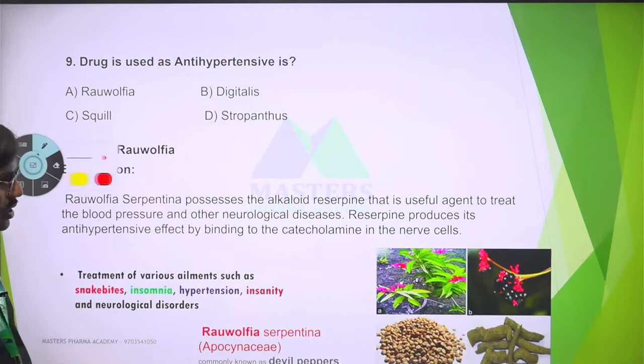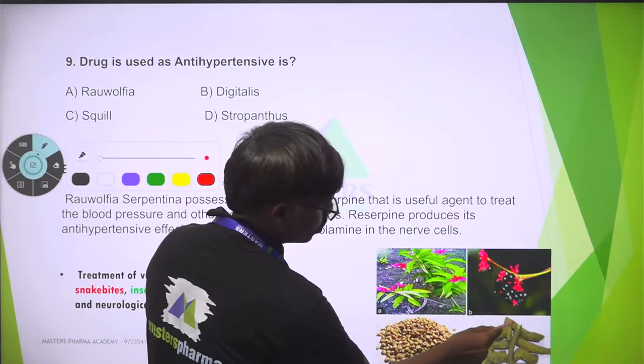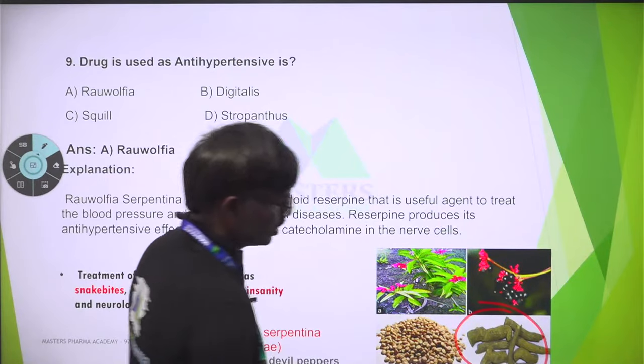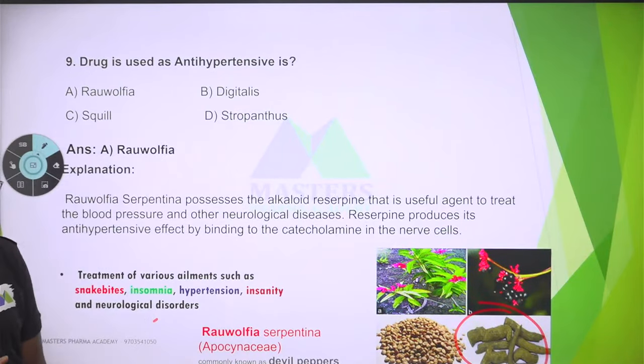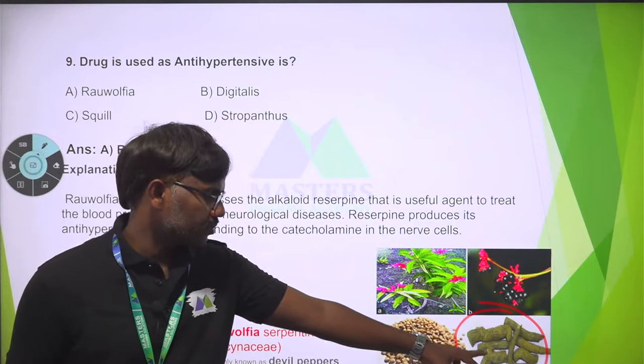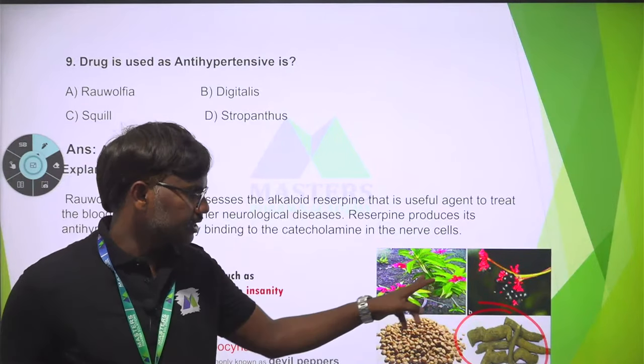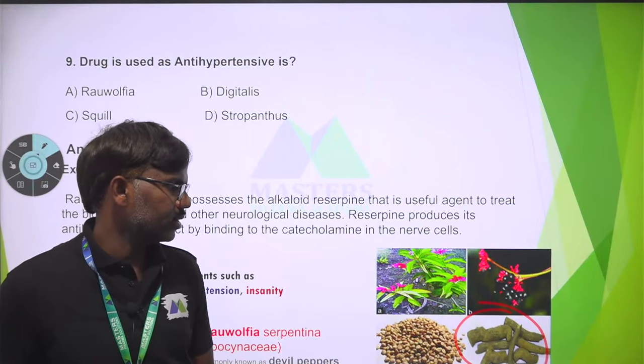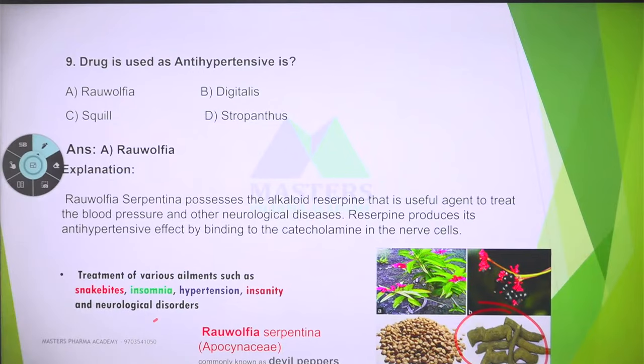Here you can see the bark. So this is the root. Rauwolfia serpentina, the root is in the form of a snake, that's why it is also called snake root. These roots are used, and the drug is extracted from the roots, mainly reserpine. And this is the plant. It looks very beautiful, right?